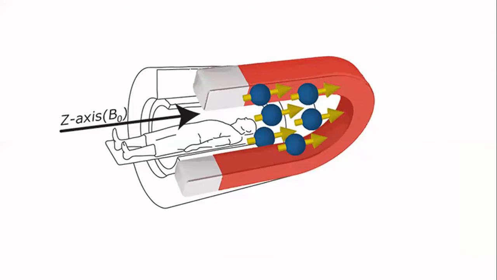And this is how it works. Again, the patient is placed within the bore of the magnet along the z-axis, and once the B naught magnetic field is applied along this axis, the protons in our body try to orient along the z-axis itself. So this is what is called the B naught magnetic field.